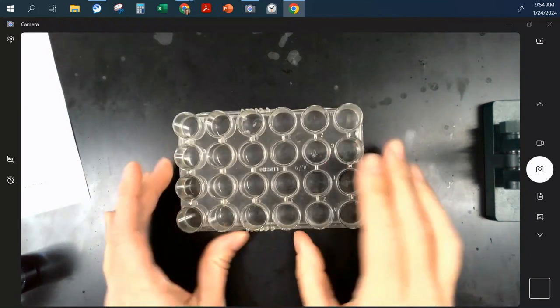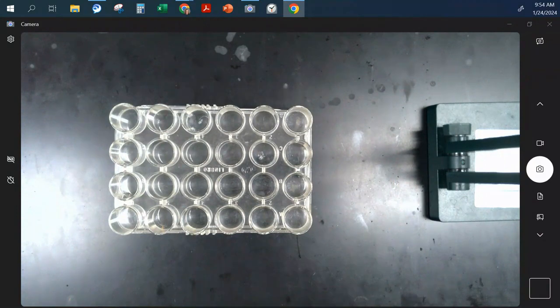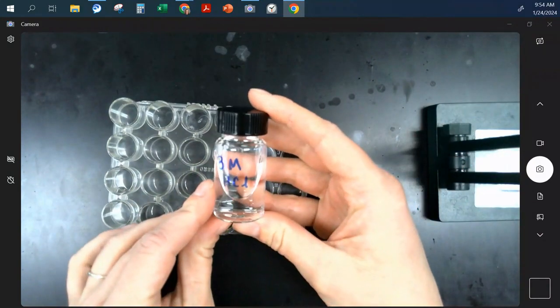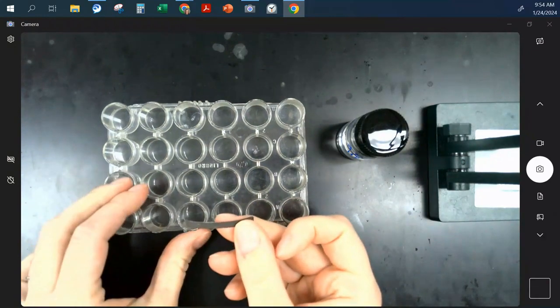The first one I'm going to demo is the magnesium ribbon. This is our well plate, magnesium ribbon with hydrochloric acid. I'm going to check and make sure that I have the right acid. This is 3 molar hydrochloric acid. I'm going to put my safety glasses on, and then I'm going to get a piece of ribbon.